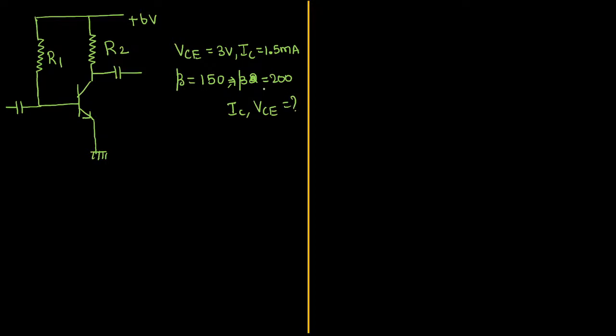Let me read the question one more time. In the amplifier circuit shown in the figure, the values of R1 and R2 are such that the transistor is operating at collector to emitter voltage of 3 volts, collector current of 1.5 milliampere, and under that situation the value of beta is 150, case number 1. Now they are raising the value of beta to 200. Then what is the value of IC and VCE?